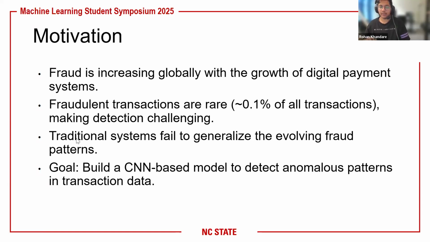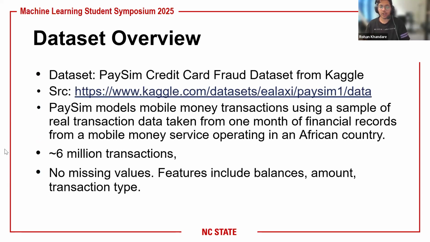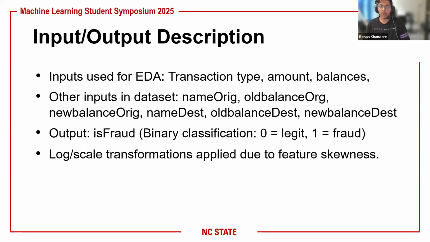For the data set, we use the PaySim credit card fraud detection data set from Kaggle itself, which simulates mobile money transactions. The dataset contains approximately 6 million transactions with features like balances, amounts, and transaction types. For the input and output, for this model, we used features like transaction type, amount, and balances. The target variable is fraud, which indicates whether the transaction is fraudulent. The data was pre-processed to handle skewness and outliers by applying log and scale transformations.